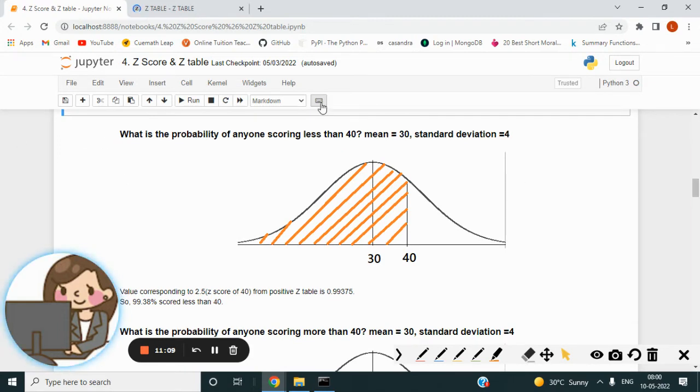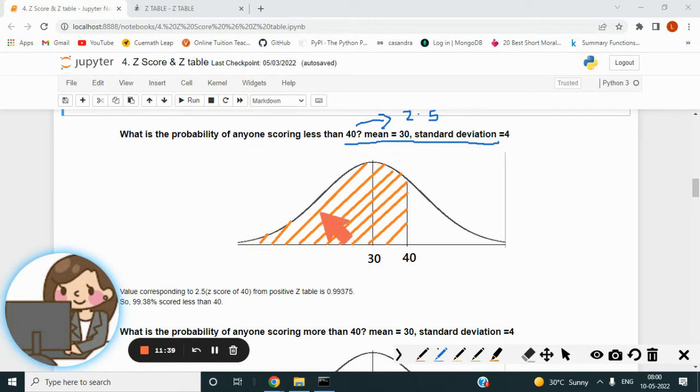The question is, what is the probability of anyone scoring less than 40? Mean is 30, and standard deviation is 4. So this is the same question that we have seen earlier. Mean 30, standard deviation 4, and the value we are interested in is 40, right? We saw this earlier. We saw that the z score of 40 is 2.5, right? We calculated it earlier. Now, what is the probability of anyone scoring less than 40?